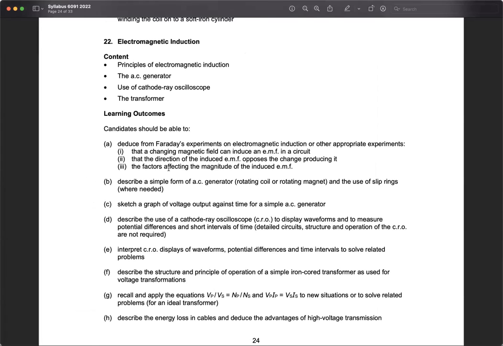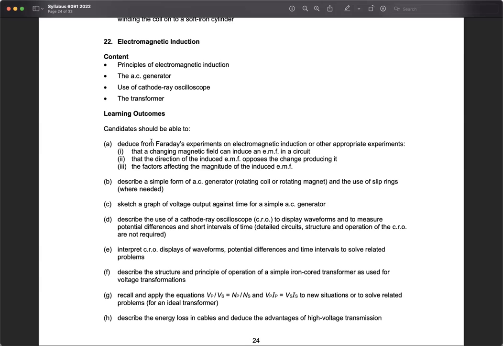Electromagnetic induction itself has four subtopics: the principle of electromagnetic induction, the AC generator, how to use a cathode ray oscilloscope, as well as the transformer. All of you are required to know these four parts.